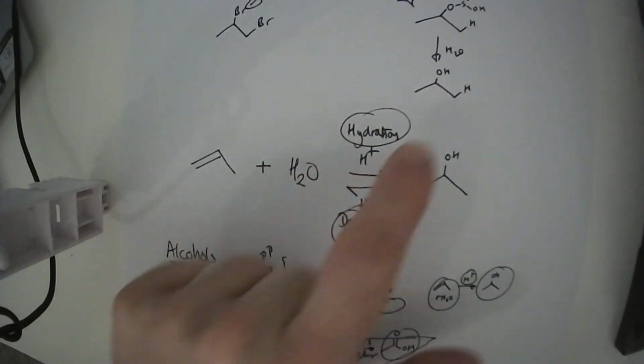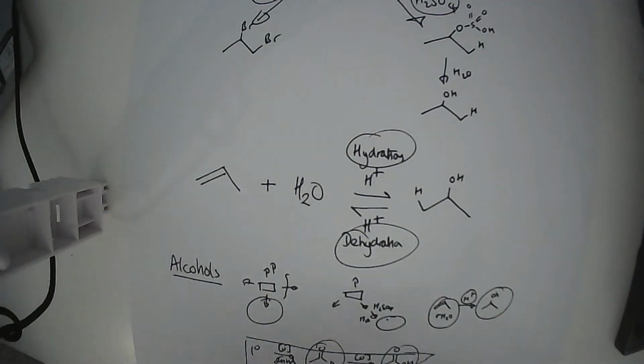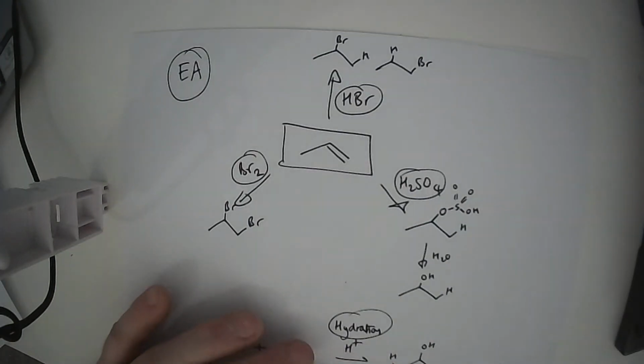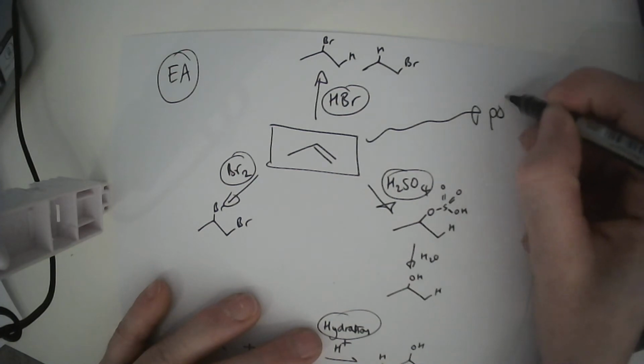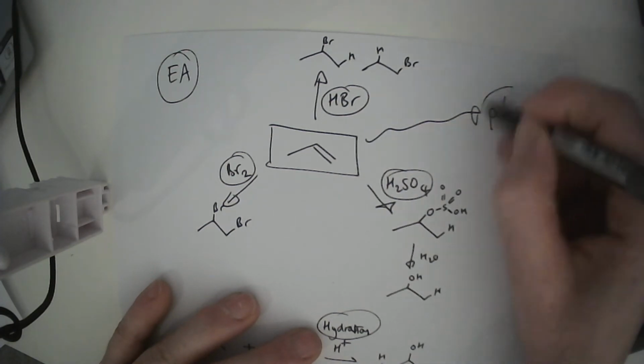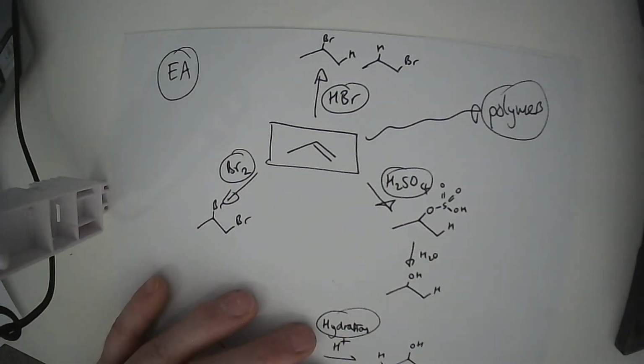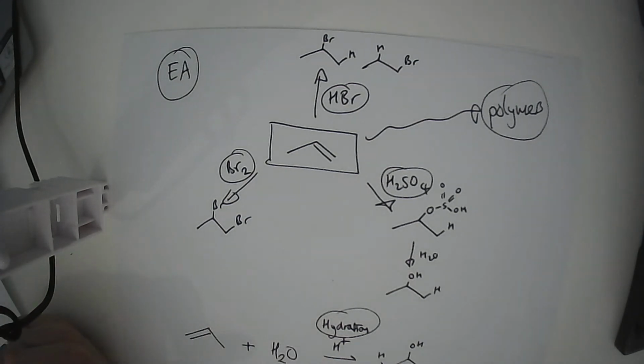You can also hydrate and dehydrate. Alright. I haven't even spoken about what else you can do with alkenes. You can turn them into polymers. Alright. God, chemistry is complicated, isn't it? But hopefully this is giving you a little bit of a pathway through.